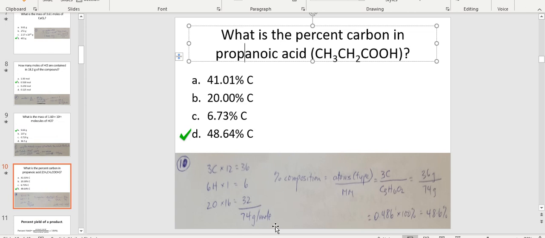What are we looking for? We're only looking for carbon. So, how many carbons do I have in propanoic acid? I have 1, 2, 3. So, percent composition is equal to the atoms of the type divided by the molar mass, which is 3 carbons, 36 grams, divided by 74 grams, because you found that out already, which is equal to 48.6%. Not so bad. Try a couple of these and they tend to become a little routine.